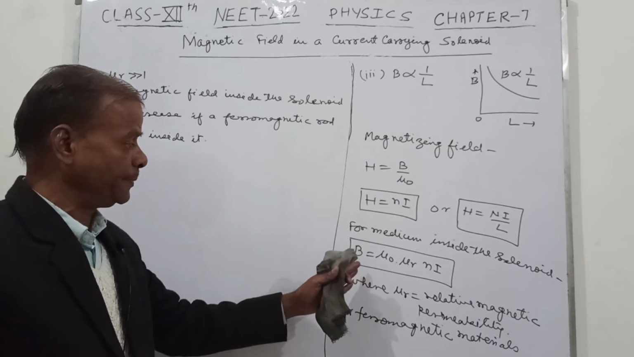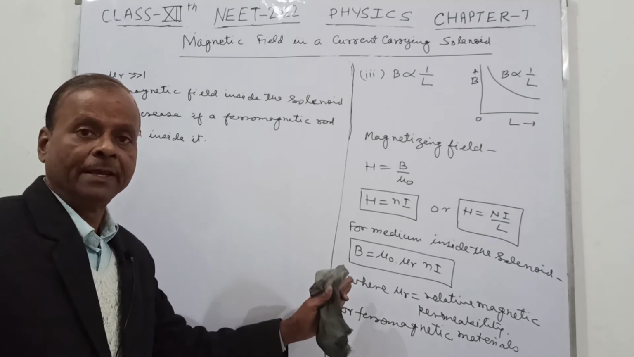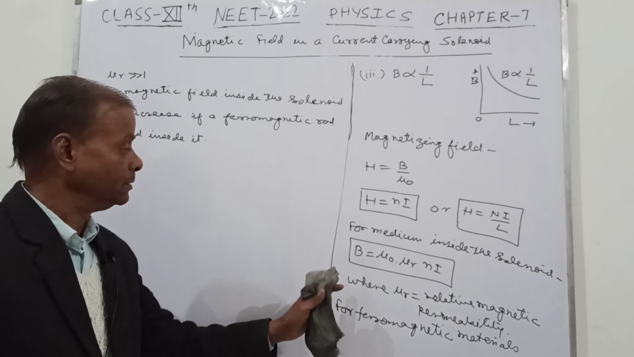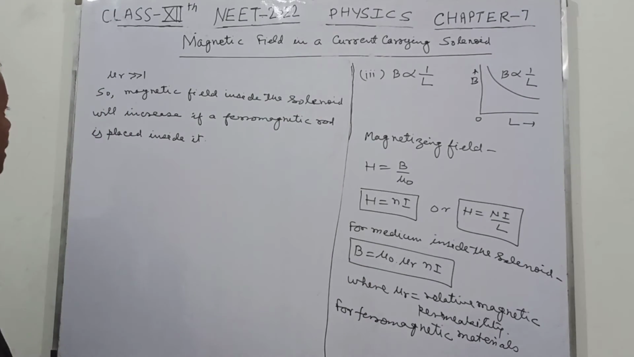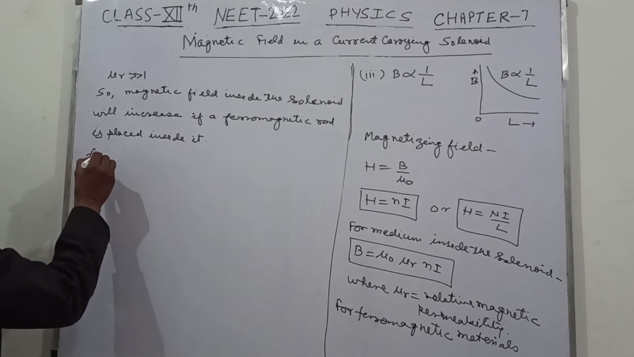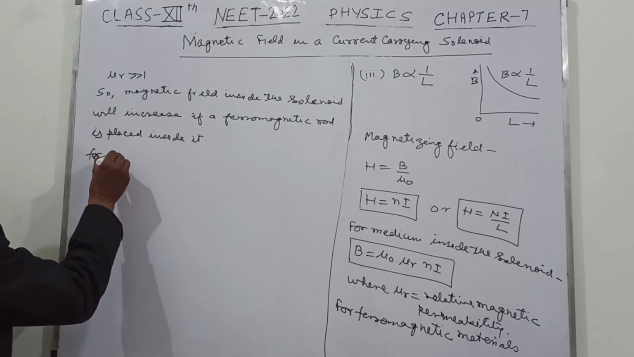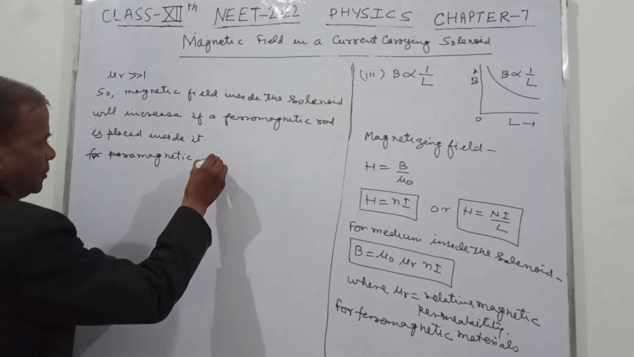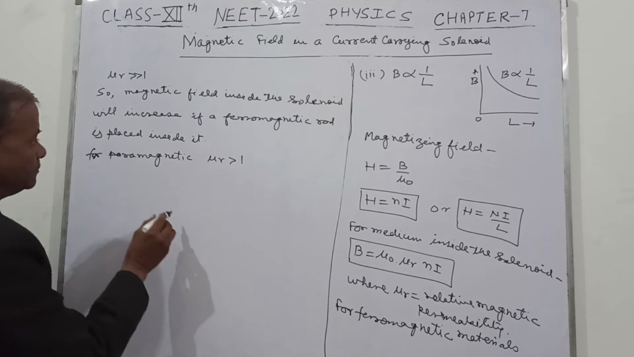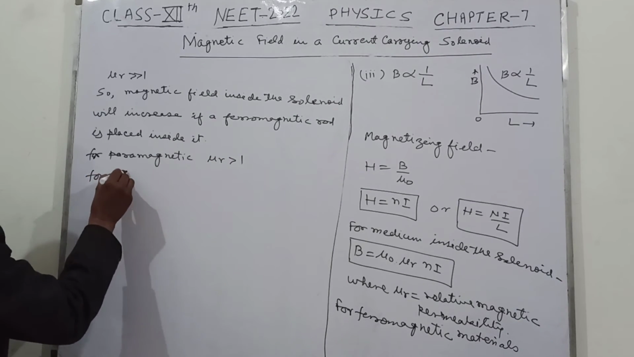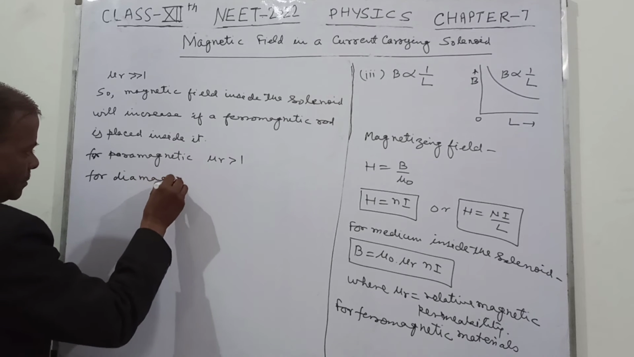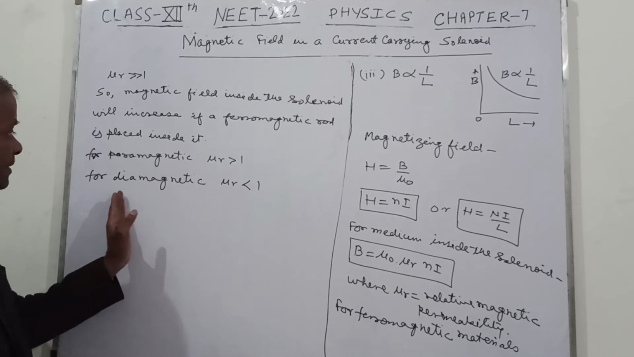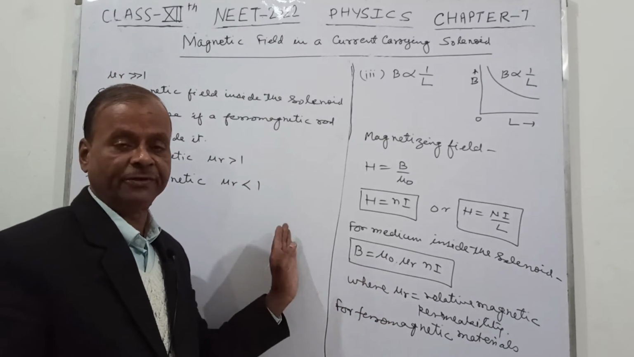And for paramagnetic this will also increase, but that will not be so high. In case of diamagnetic, this will decrease. So if we place a diamagnetic material, then this magnetic field will decrease. For paramagnetic, mu r is greater than 1, and for diamagnetic mu r is less than 1. So by having this diamagnetic material inside this solenoid, the magnetic field will decrease.